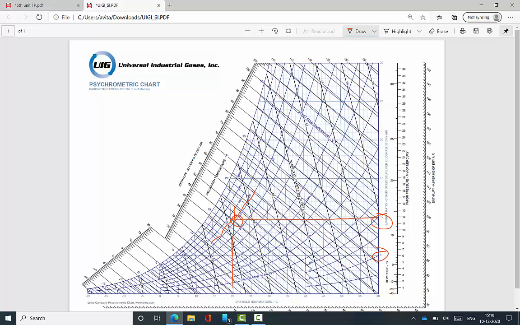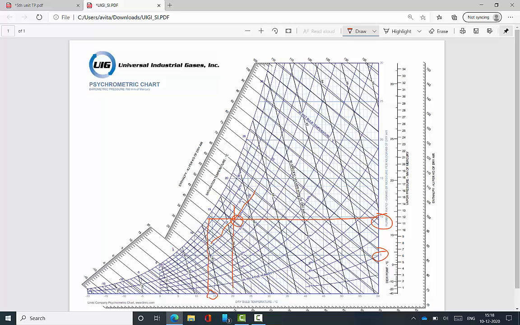Then the dew point temperature: draw the line from right to left. It touches the saturation curve. From that, draw a vertical downward line. It shows the temperature, which is nearly in between 10 and 15. Therefore, I can take 11 degrees Celsius, which is my approximation.